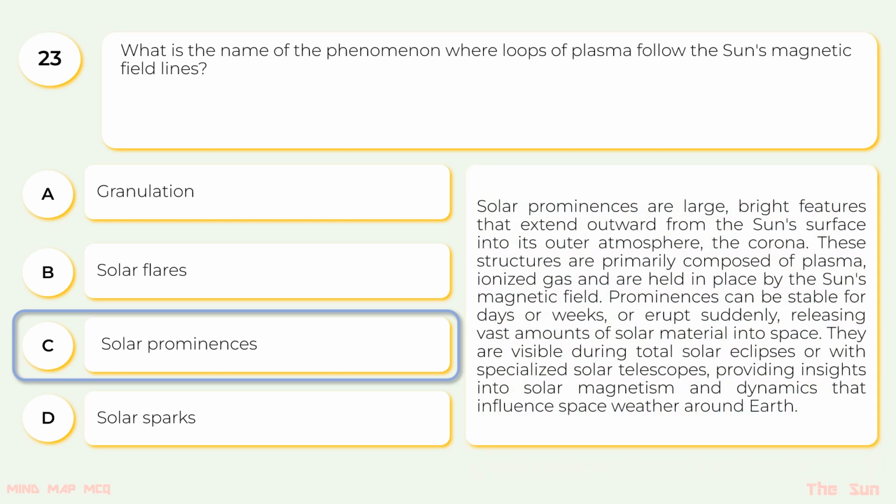Solar prominences are large, bright features that extend outward from the sun's surface into its outer atmosphere, the corona. These structures are primarily composed of plasma, ionized gas, and are held in place by the sun's magnetic field. Prominences can be stable for days or weeks, or erupt suddenly, releasing vast amounts of solar material into space. They are visible during total solar eclipses or with specialized solar telescopes, providing insights into solar magnetism and dynamics that influence space weather around Earth.